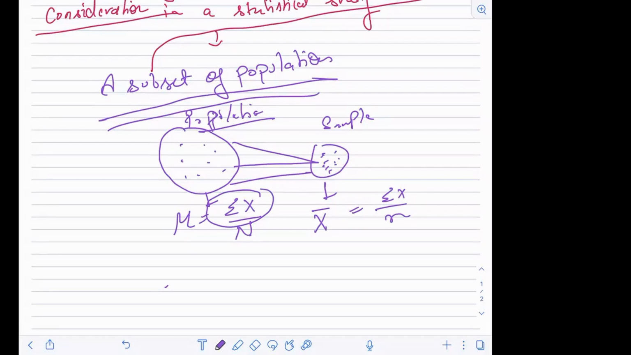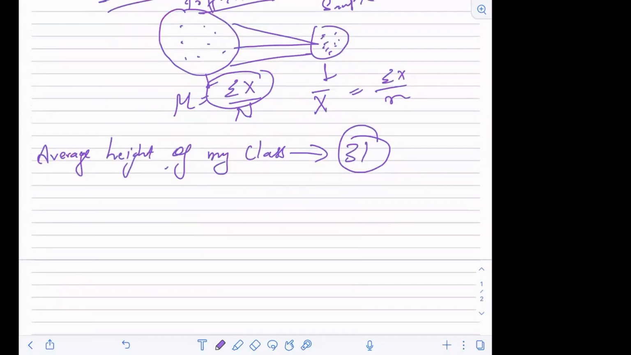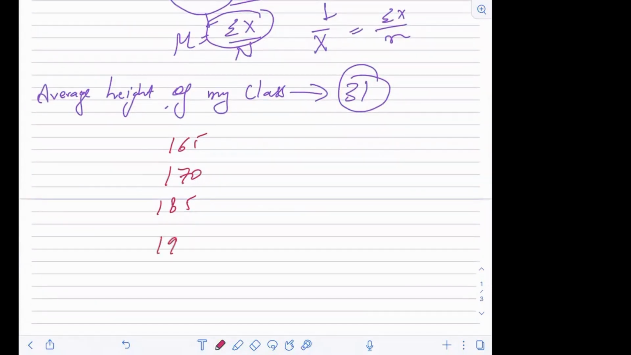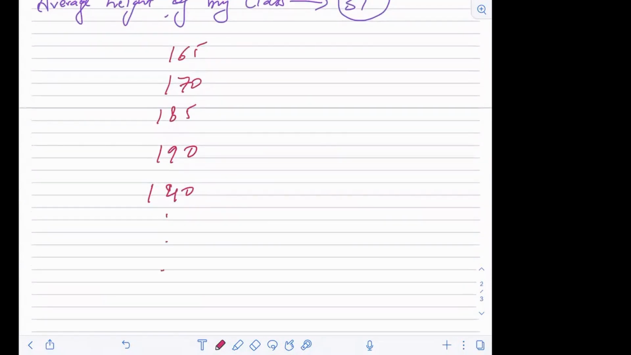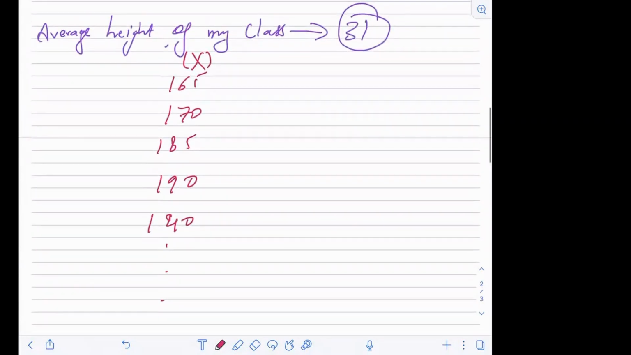Let's say I want to know the average height of my class. In my class, I can see there are 31 students. These 31 students have different heights. Someone has 165, someone has 170, someone has 185, very tall, someone is like 140, and it could go on. And that's basically called our x.